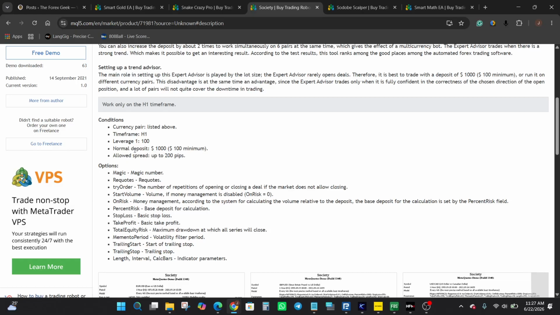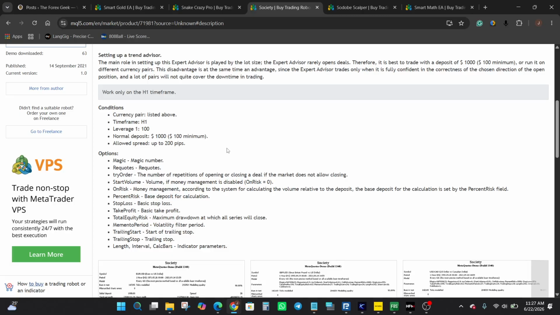The suggested leverage is 1 to 100 with a normal deposit recommendation of $1,000, although the stated minimum deposit is $100. An interesting observation from the description is that the EA reportedly opens trades relatively infrequently. The developer presents this as both a limitation and an advantage, suggesting that positions are only opened when the system has strong confidence in the identified trend direction.